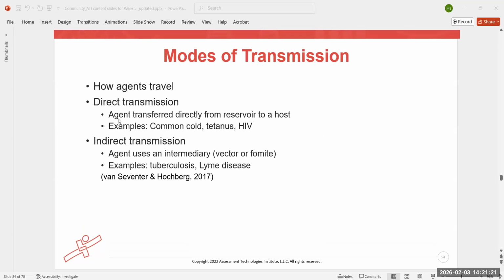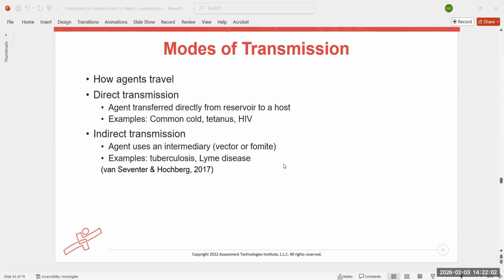We talked about modes of transmission. So how does the agent travel? Direct, indirect. So direct is it's being transferred directly from a reservoir to a host. Indirect, it uses something in between, like a vector, like a tick or a mosquito. So that would be indirect transmission. But directly would be directly from the reservoir to a host, like your common cold, HIV, tetanus. Whereas examples for indirect, tuberculosis, Lyme's disease, malaria, dengue fever, especially with the World Health Organization, some of those third world countries. The West Nile virus, that's another one.